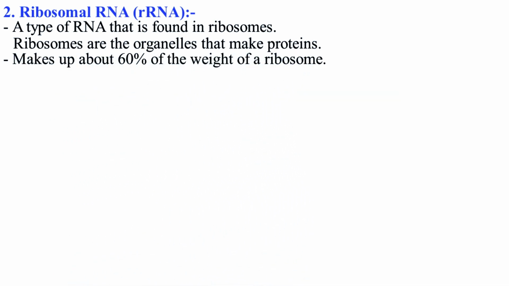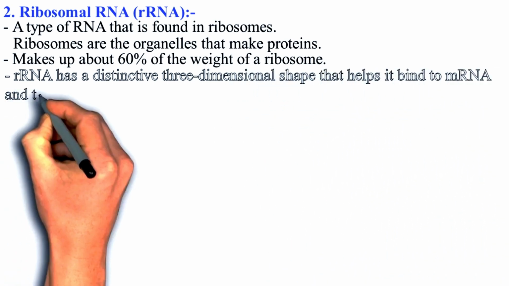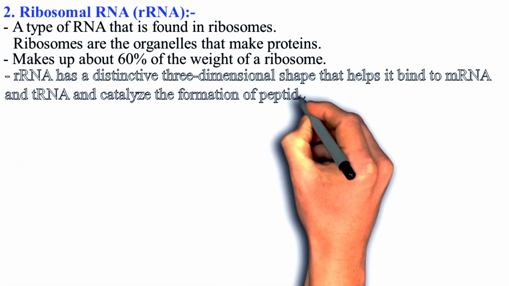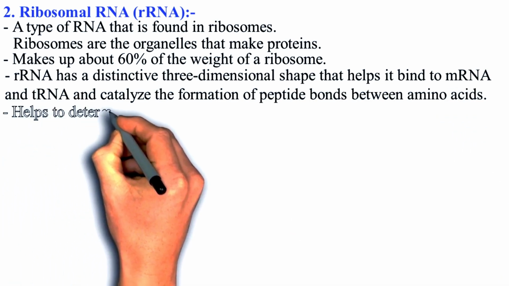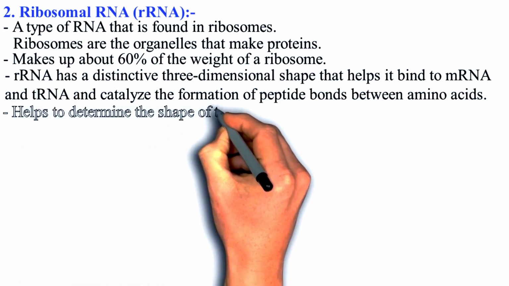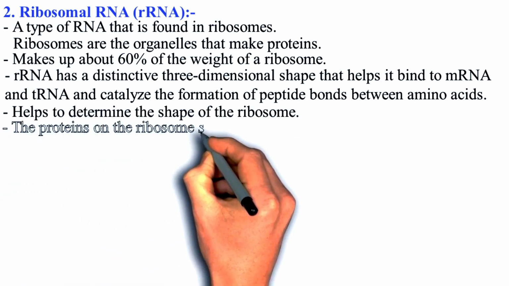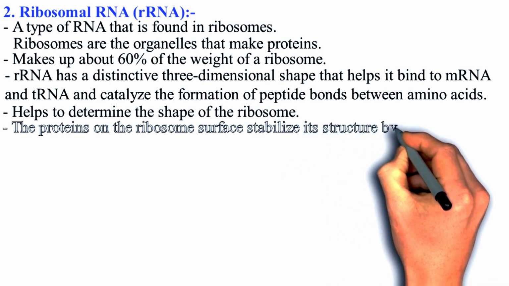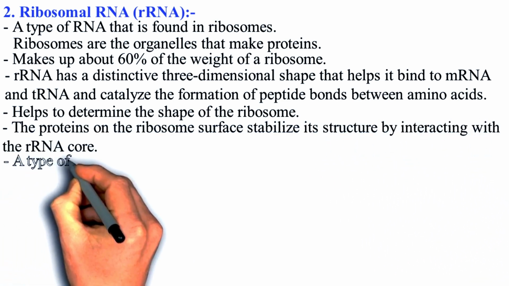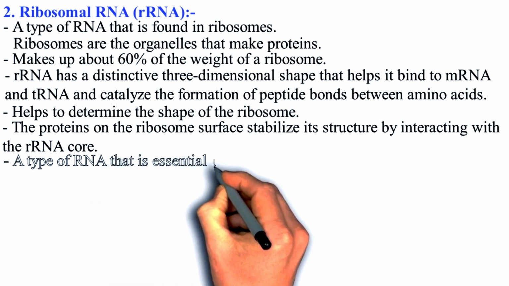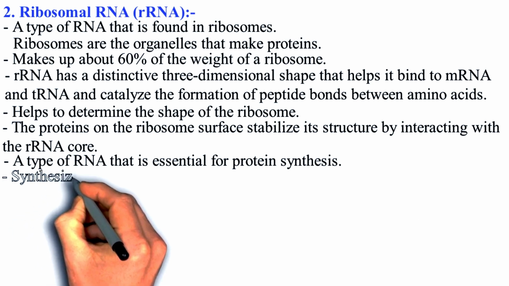rRNA has a distinctive three-dimensional shape that helps it bind to mRNA and tRNA and catalyze the formation of peptide bonds between amino acids. rRNA also helps to determine the shape of the ribosome. The proteins on the ribosome surface stabilize its structure by interacting with the rRNA core. Ribosomal RNA is a type of RNA that is essential for protein synthesis.